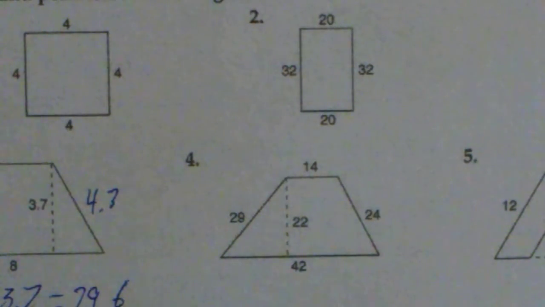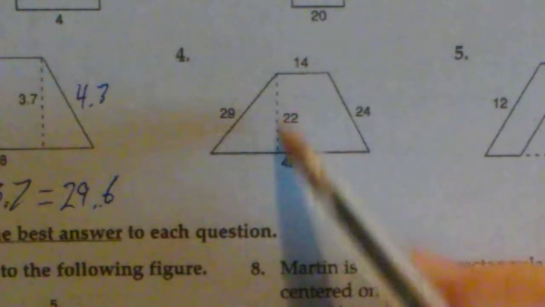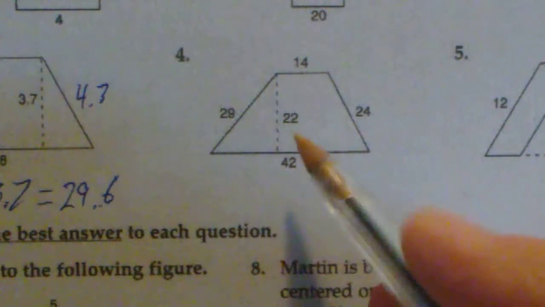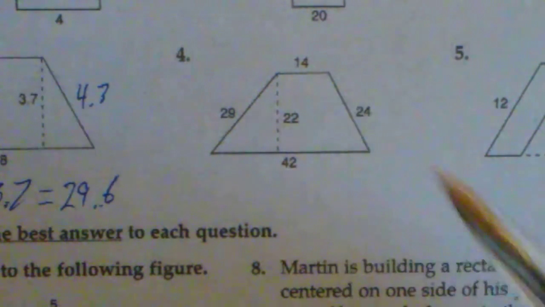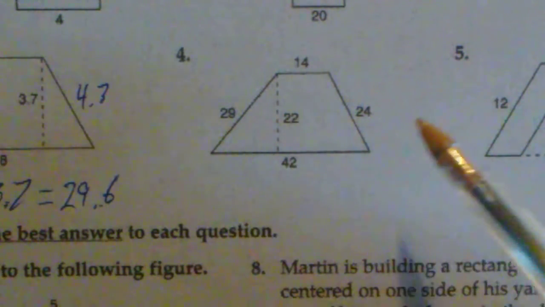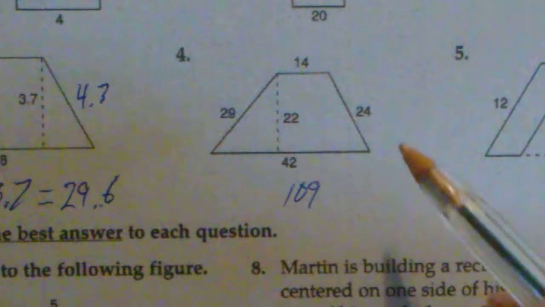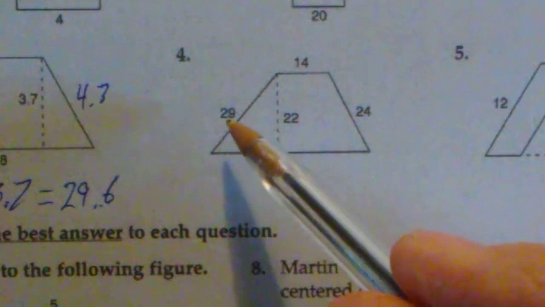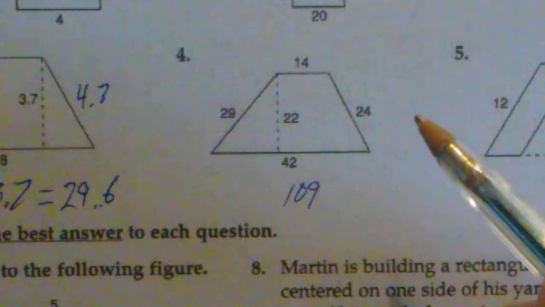Trapezoid. Again, the general rule for perimeter: just add all the sides. This is not a side, that's the height. So the sides would be 29, 42, 24, 14. If you put those in your calculator, let's see, 71, 95, 109. That's what I got. Let's check it again. 66, 95. Yep, 109.